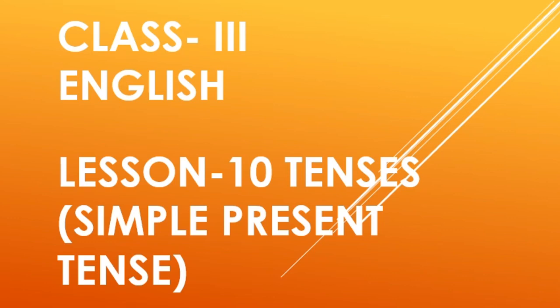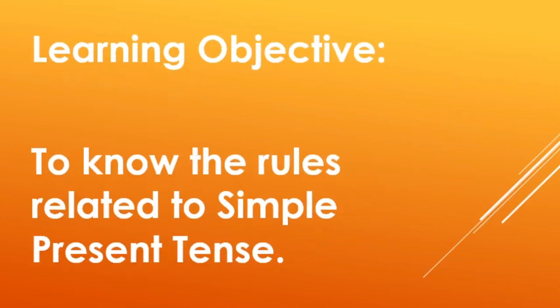Tense means to indicate time when an action or event occurs. Let's start with simple present tense. Learning objective. The learning objective of this lesson is to know the rules related to simple present tense.